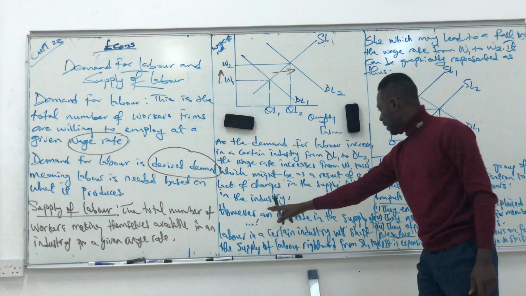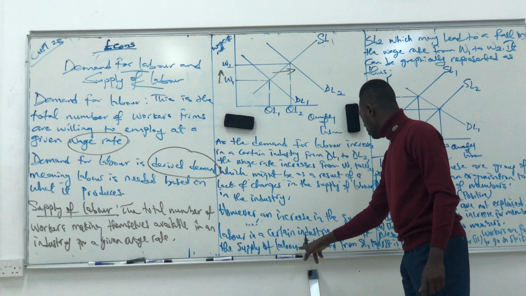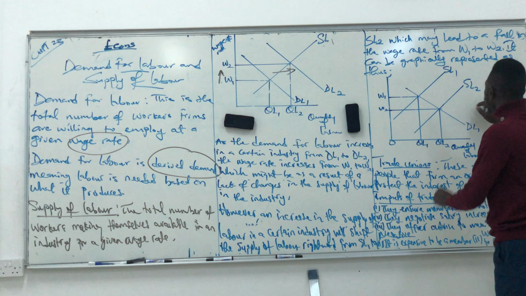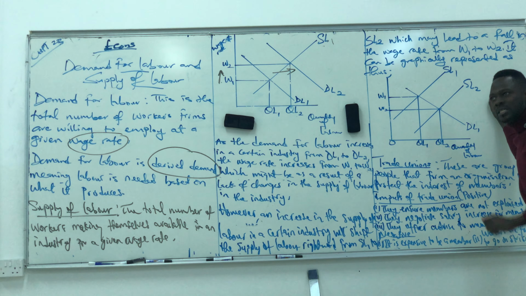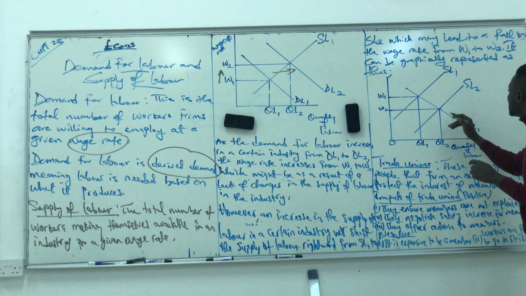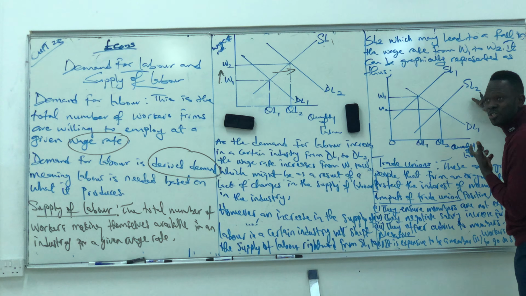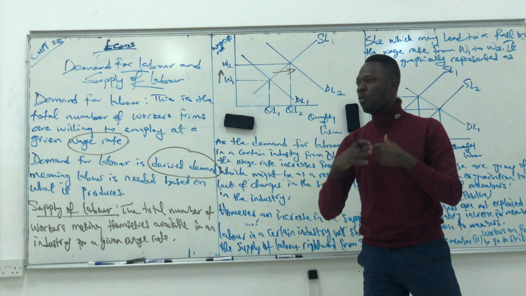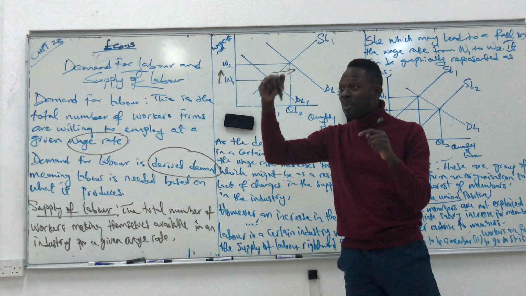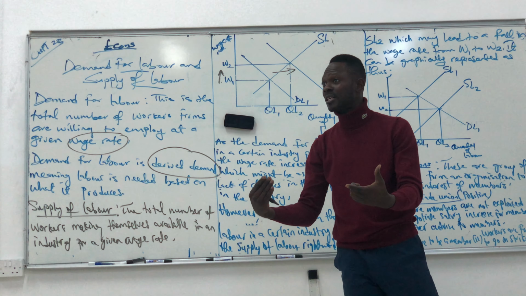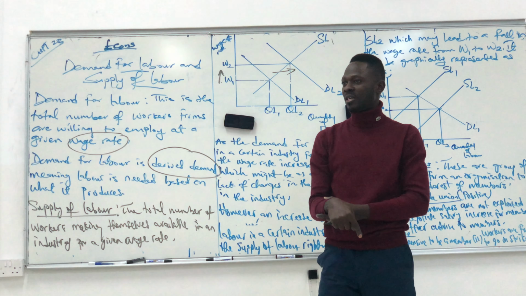Here I wrote, however, an increase in the supply of labor in a certain industry will shift the supply of labor right from SL1 to SL2. Here, there's an increase in the supply of labor in this industry. That means the demand for labor remains the same. This industry doesn't need more workers. They have enough. As a result, the supply of labor in that industry will rise because a lot of graduates will graduate and still go to the industry.